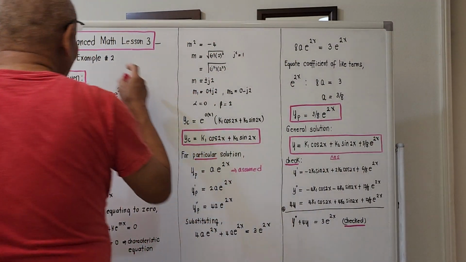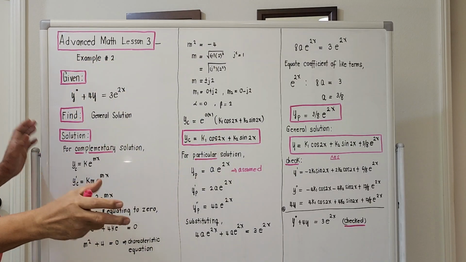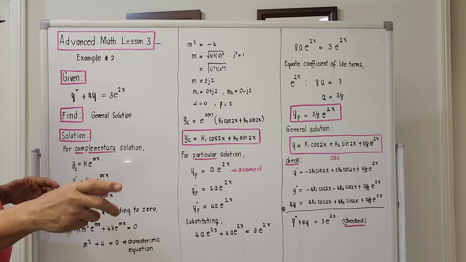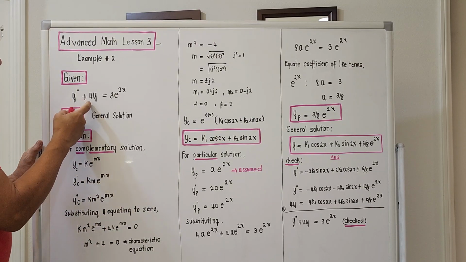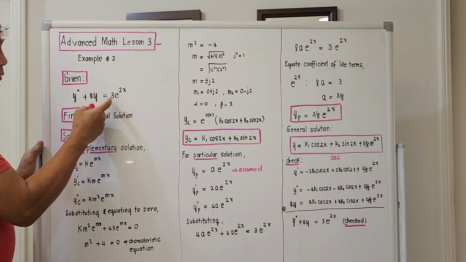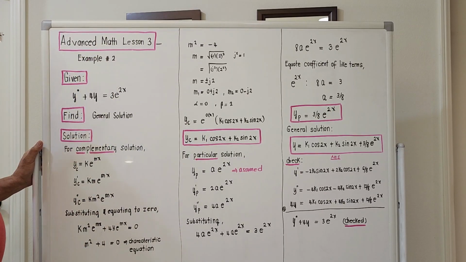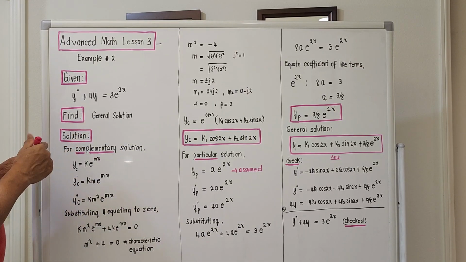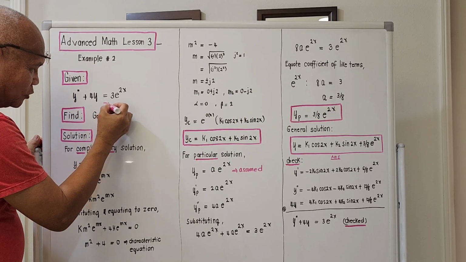So this is now advanced mathematics lesson number 3. This will be example number 2. The given non-homogeneous second order differential equation is this: y double prime plus 4y equal to 3e to the 2x. Find the general solution. It should be the total general solution. Total.